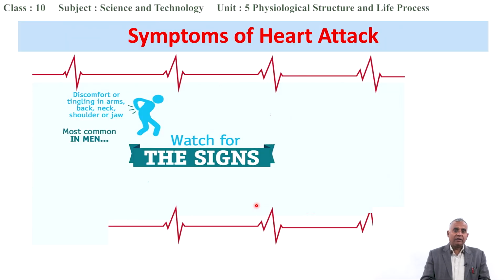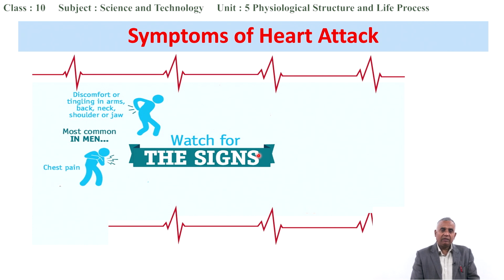Number one is discomfort or tingling in arms, back, neck and shoulder. At these regions, the whole region, not only the chest, around the chest. All of these have very severe pain. Yes, that is usually in men. That symptom is found usually in what? Men. Next symptom in men is chest pain, because inside our chest there is the heart. So the heart is there, cells are dying, so pain is there.